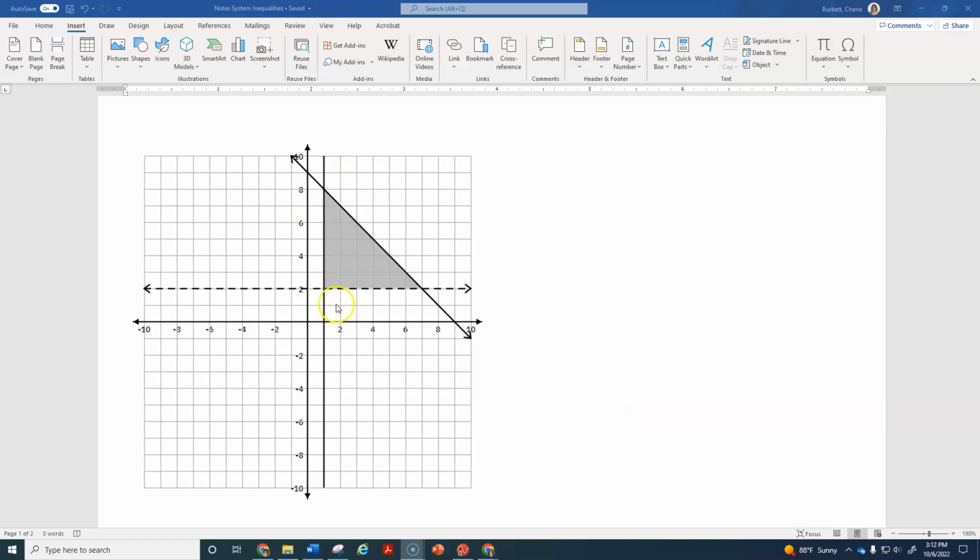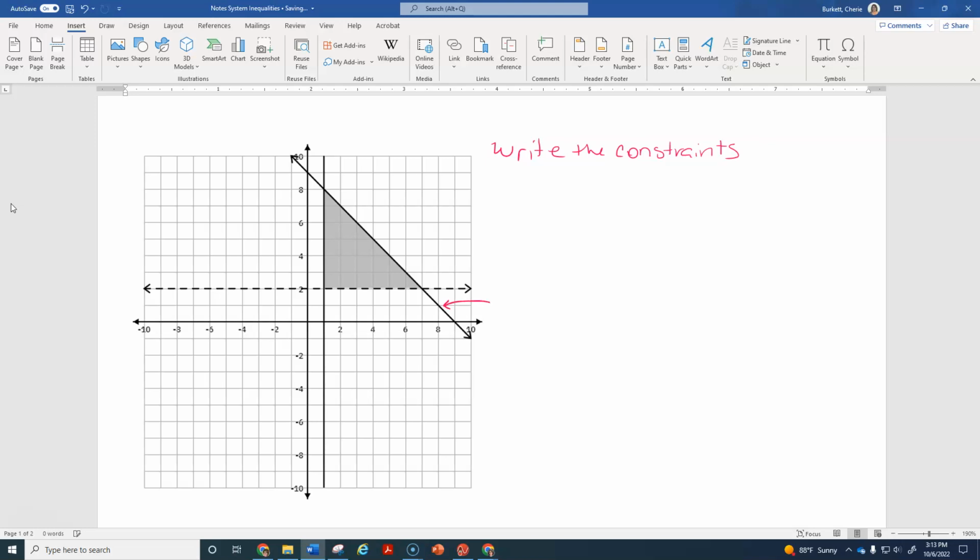You're going to be asked to look at a graph with some shading, and the directions are going to tell you to write the constraints. And all they want, the constraints are going to be each one of these lines. So this one has 3 constraints.